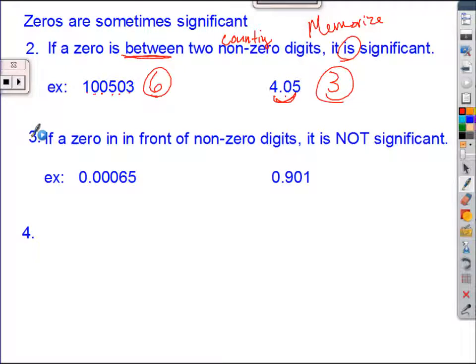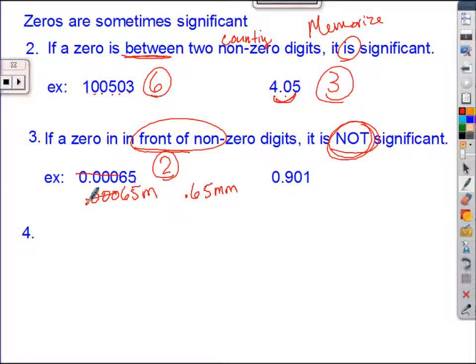Next rule, if you have a 0 in front of non-zero digits. So in front of is not. Okay? And that's when we have our decimal places. These are just placeholders that push the number out. Okay? So something like 0.00065, these don't count for significance. I still have to report them. It has 2 significant digits. The next one over here, 0 is not significant. 901, this one is between. So this 0 right here is significant. It has 3 significant digits.